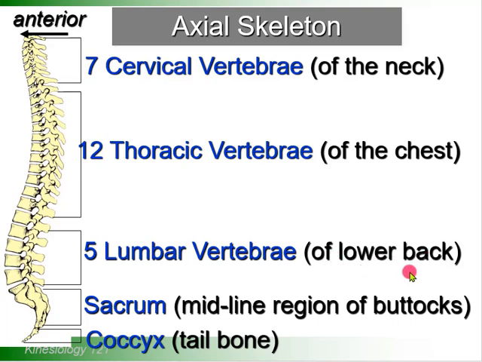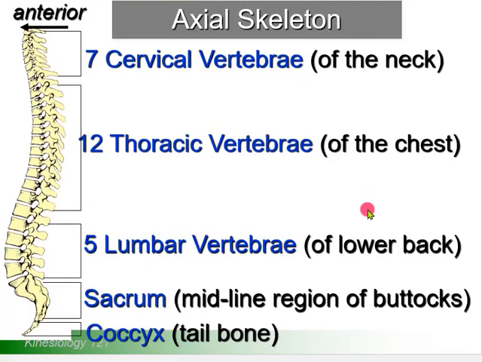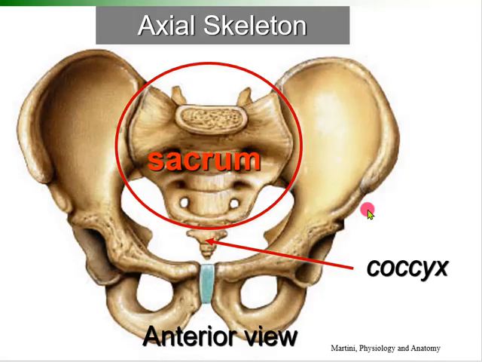Here we see this is sacrum. This is the midline region of the buttocks, and coccyx, which is a tailbone. Here we see this is sacrum, and this one is coccyx. Interior view.